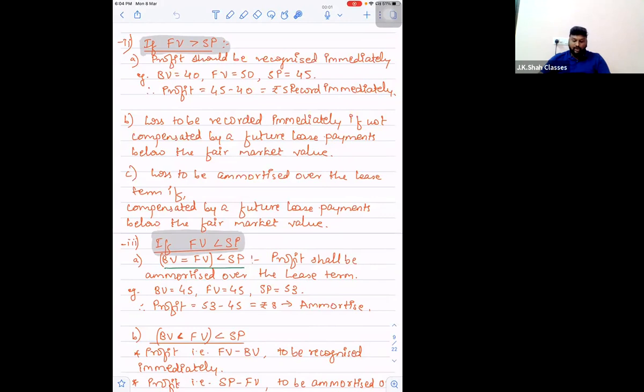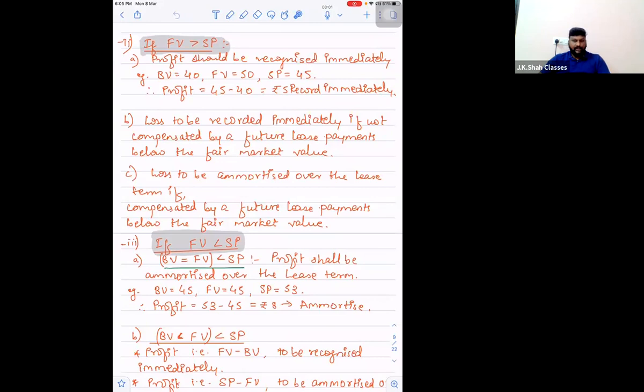What the statement means, if not compensated, means you're not getting any benefit in the form of lower lease payments as compared to the fair market value. If you're not getting any benefits, record loss immediately. But the loss is to be amortized over the lease term if you are compensated by a future lease payment below the fair market value. Means technically you are making the payment of lease which is less than the fair market value, so you are actually getting the benefit of it. So if you're getting the benefit, amortize. If not getting the benefit, record immediately.